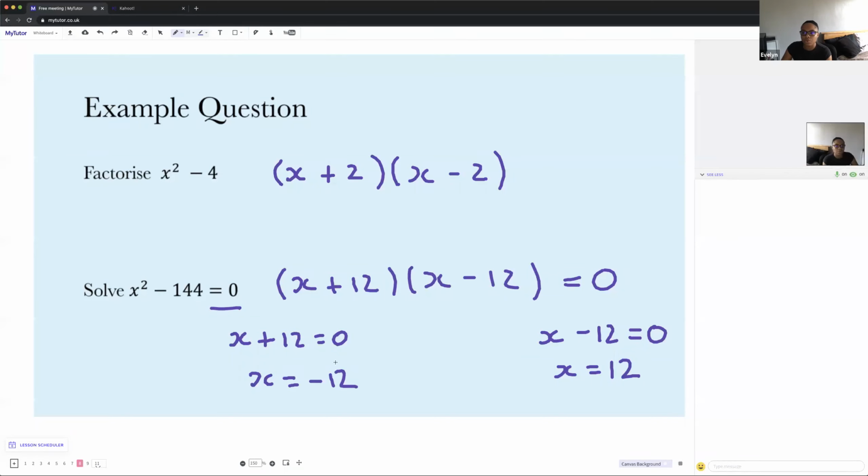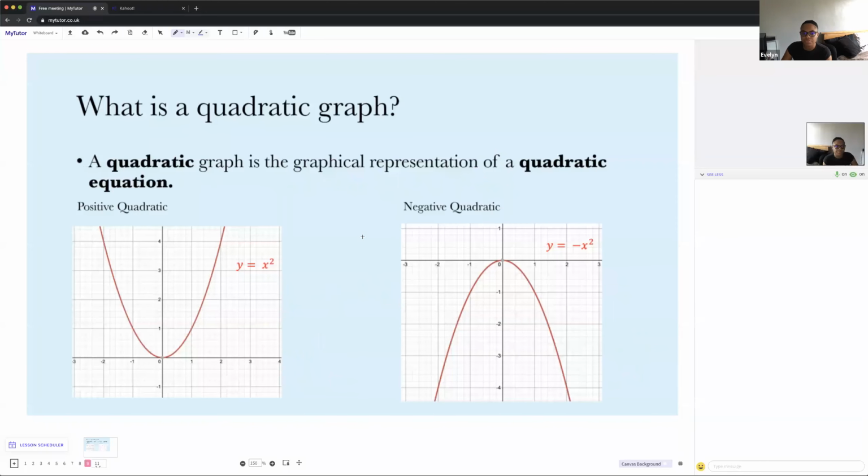Cool. So right, now we're going to move on quickly to quadratic graphs. The only reason why I'm going through it is because some questions ask you to solve something in terms of quadratic equations using the graph. So a quick recap: a quadratic graph is just a graphic representation of the quadratic equation. The left one is x squared, the right one is minus x squared.